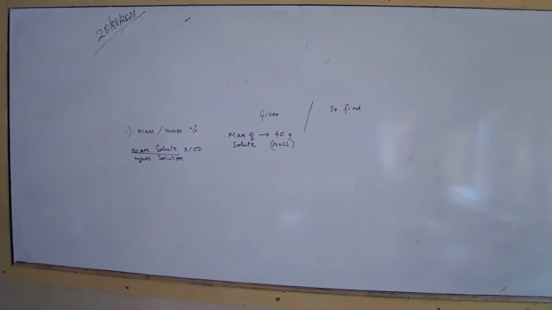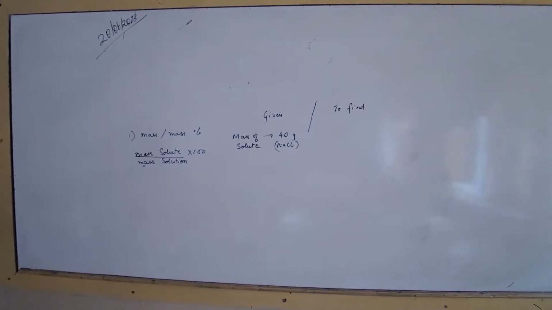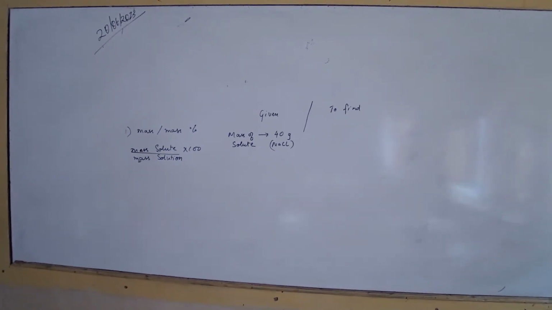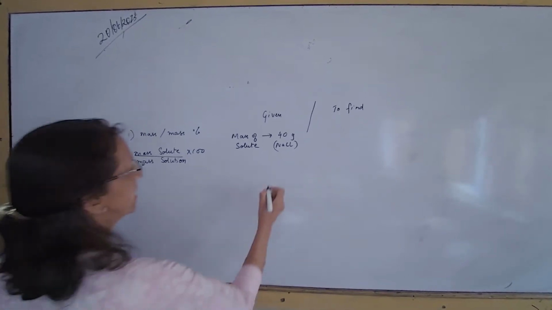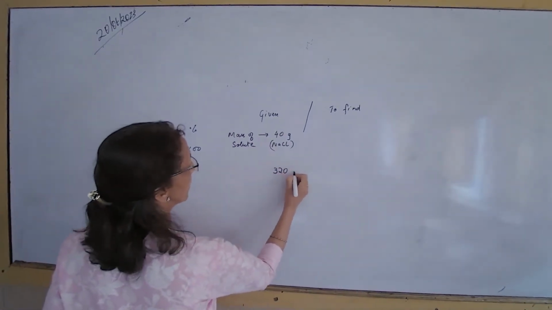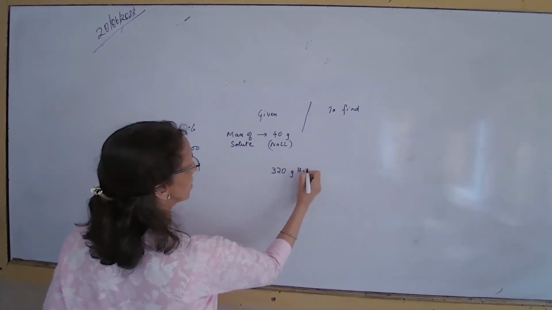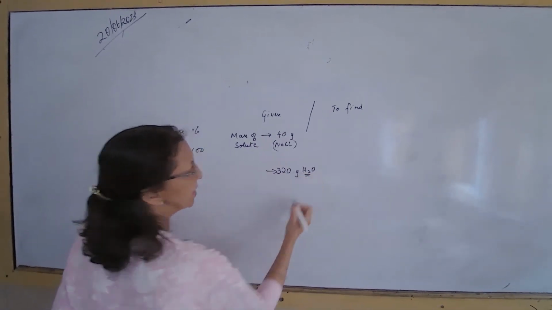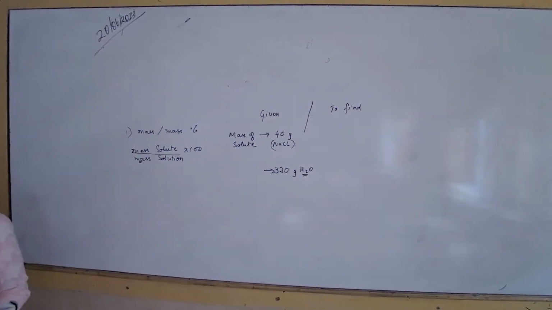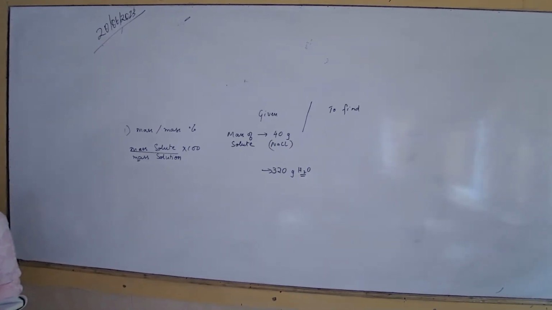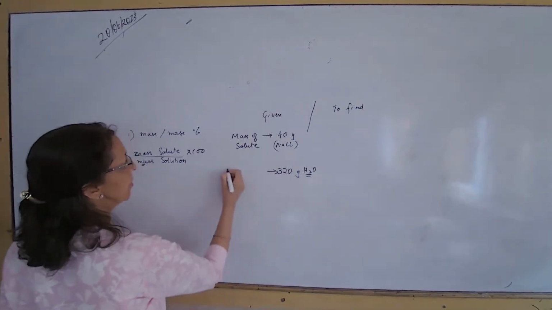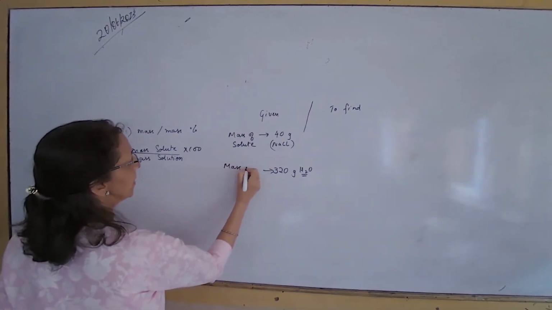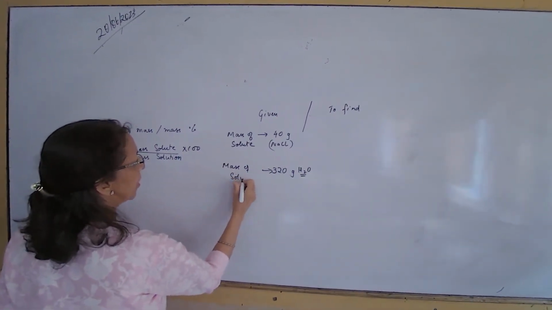A solution contains 40 grams of common salt and 320 grams of water. Okay, now let's understand. What else have they given us? They have given us 320 grams of water. Now they are giving water. Is that solute or solvent? Solvent. Okay, and it is in grams. So obviously this is mass of solvent.